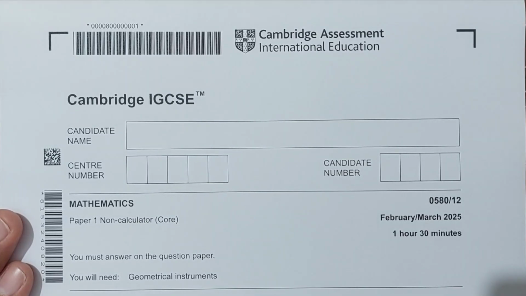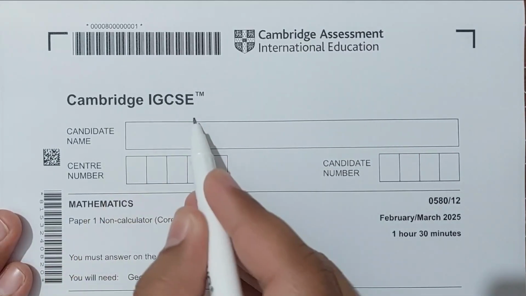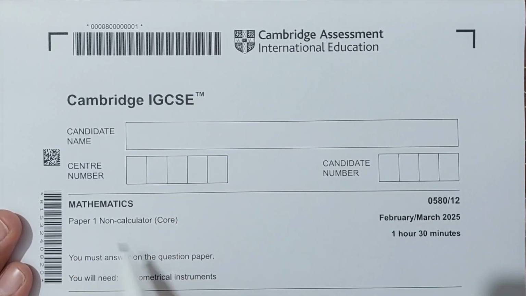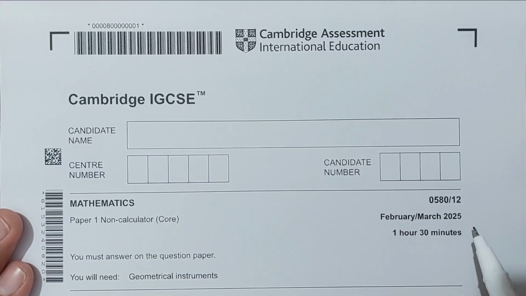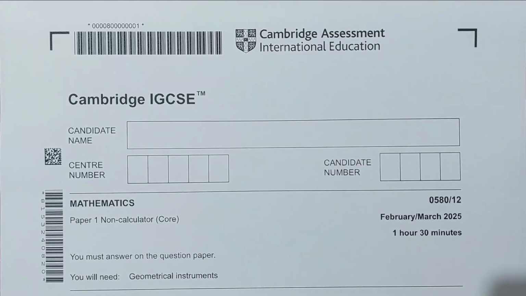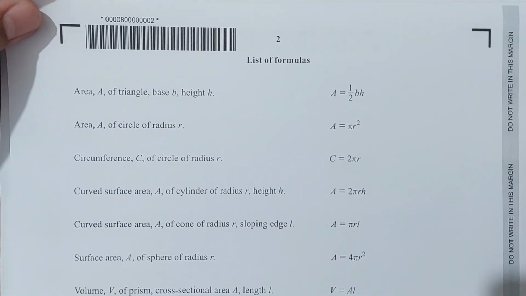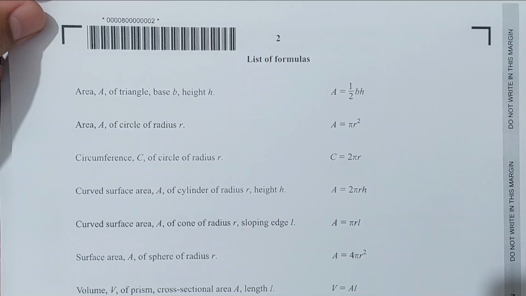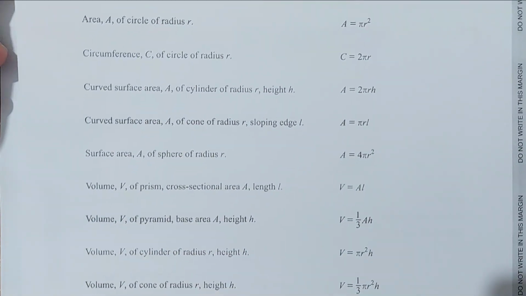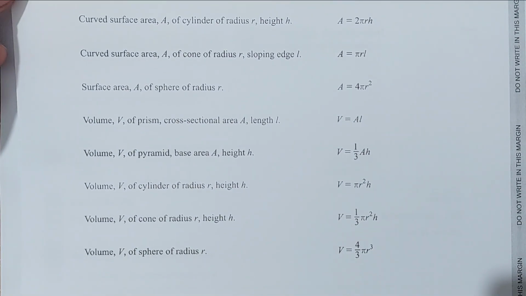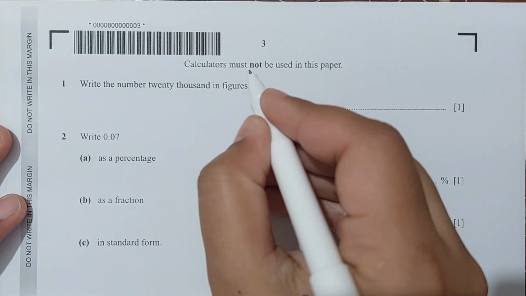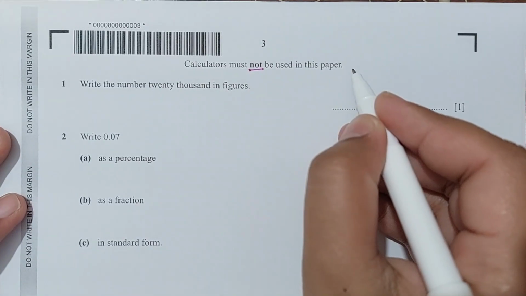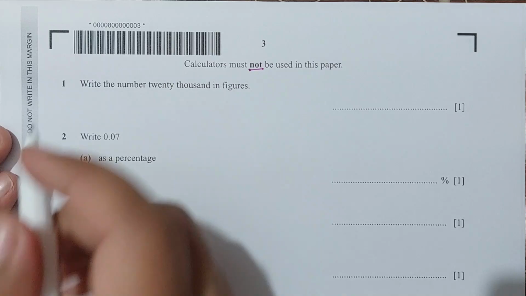Hi everyone, in this video I'm going to solve Cambridge IGCSE Mathematics Paper 1 core, which is non-calculator, in a session February-March 2025 Paper 1-2. So now in Paper 1, you are given the list of formulas, so no need to memorize these areas, surface areas and the volume formulas. Again, calculators must not be used in this paper. It is a non-calculator paper, right?